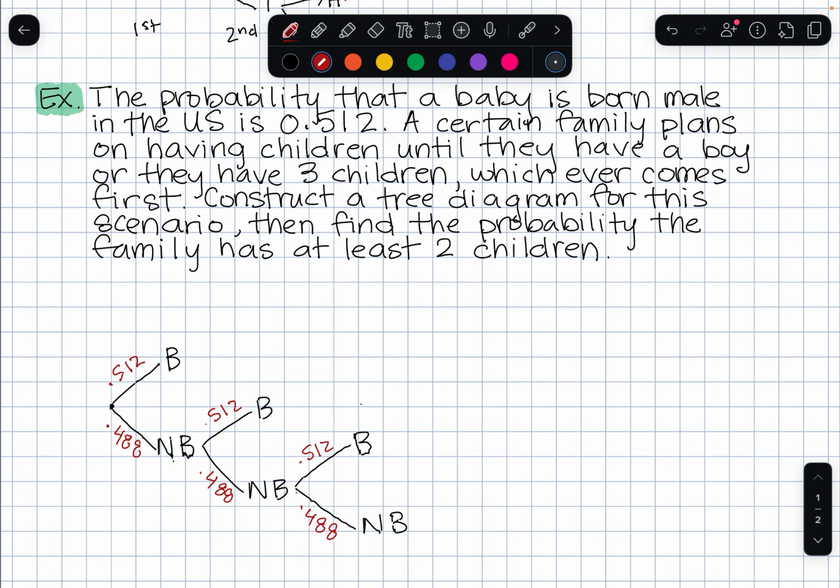And we want to find the probability that the family has at least 2 children. So I'm going to come through here in green and circle all of the endpoints in the table where the family has at least 2 children. So this is an endpoint, and they have 2 children. They have a not boy and a boy. This endpoint, they have more than 2 children, so that's at least 2 children, because they had a not boy, not boy, boy.